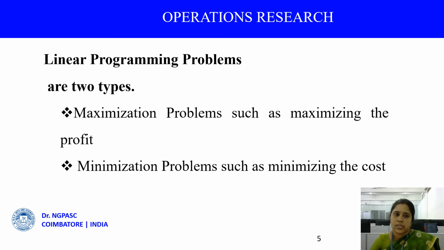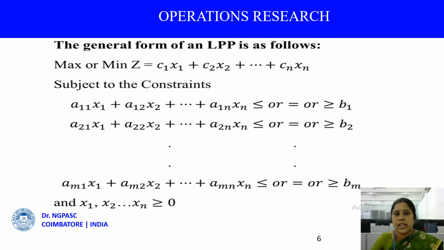Next, we discuss the linear programming problem. There are two types of linear programming problem. The first one is the maximize problem, such as maximizing the profit. Then another one is the minimize problem, such as minimizing the cost. The general form of the linear programming problem is as follows.